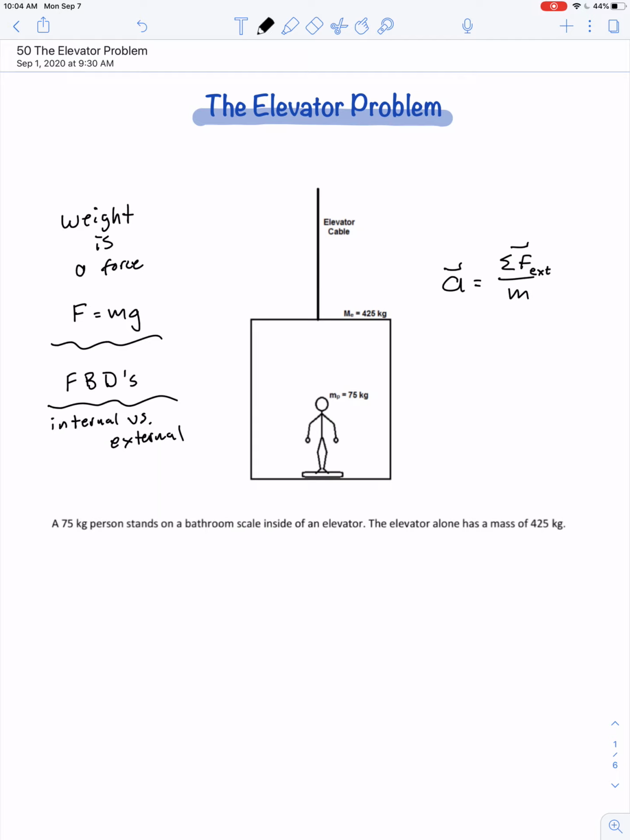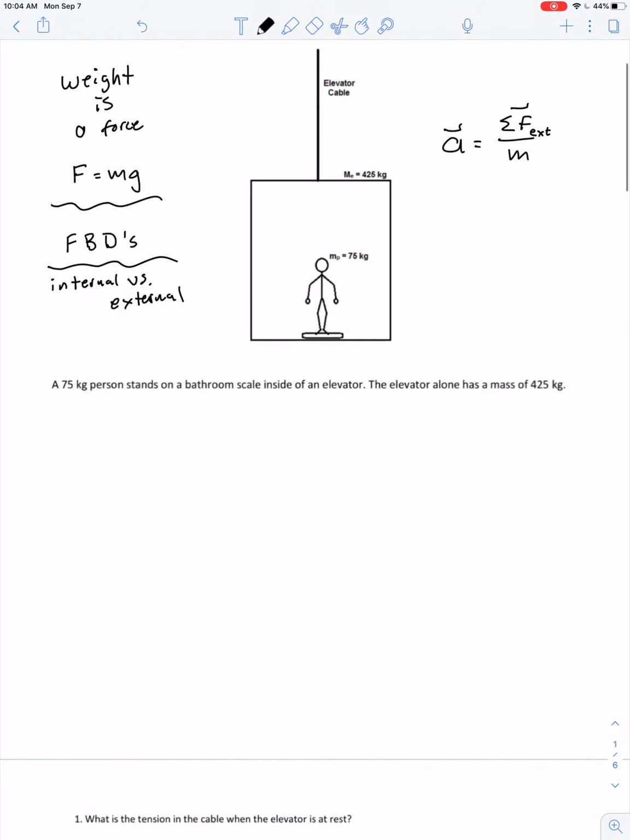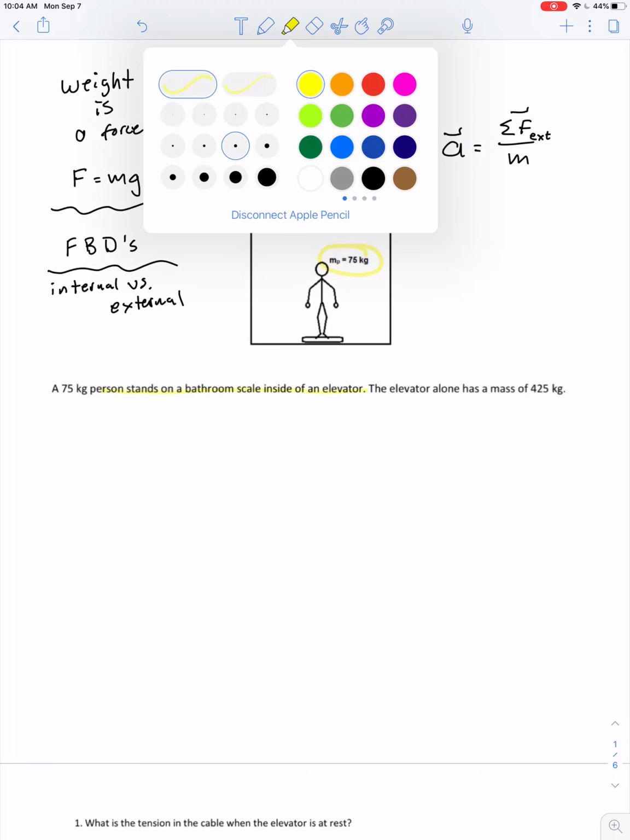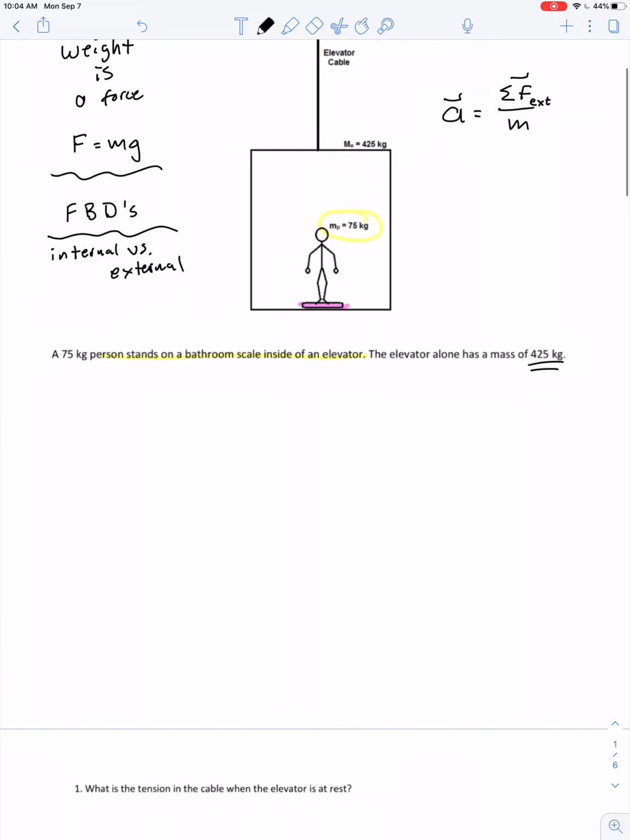So that begs the question, how do you identify the difference between external forces and other internal forces? So hopefully this problem illustrates that. But let's just jump into it and see if we can reveal the difference between internal and external forces along the way. So we're told there's a 75 kilogram person standing on a bathroom scale inside of an elevator. There's our bathroom scale. The elevator by itself, if the person weren't inside of it, has a mass of 425 kilograms. So there's a few questions asked along the way.